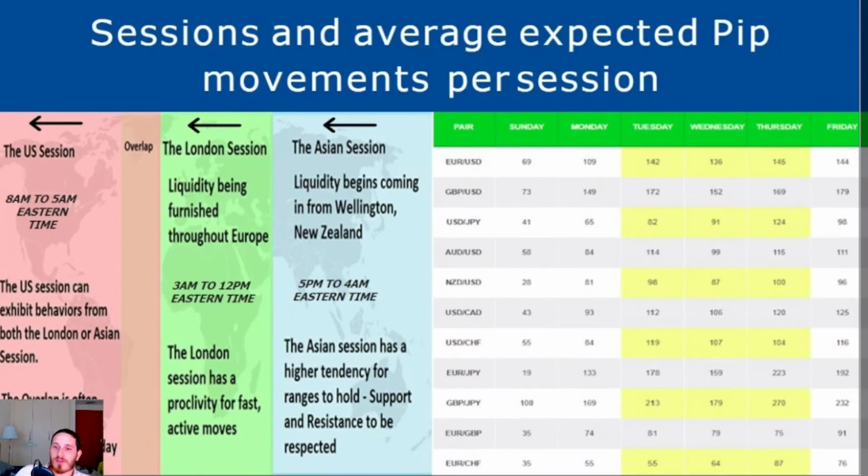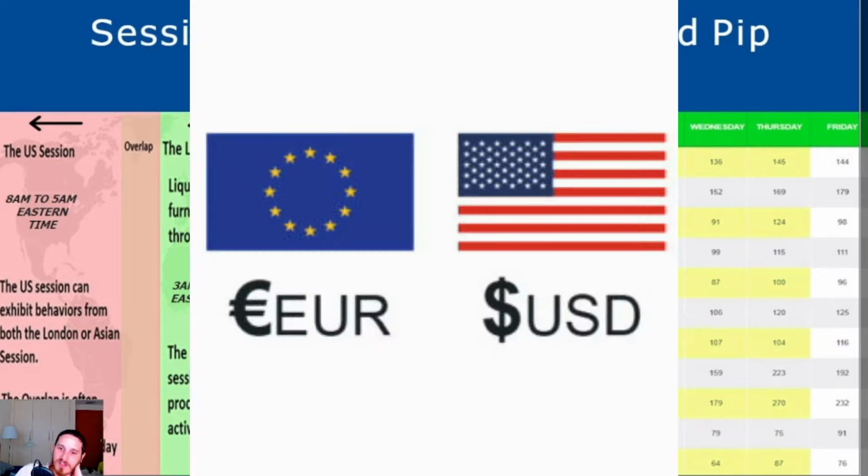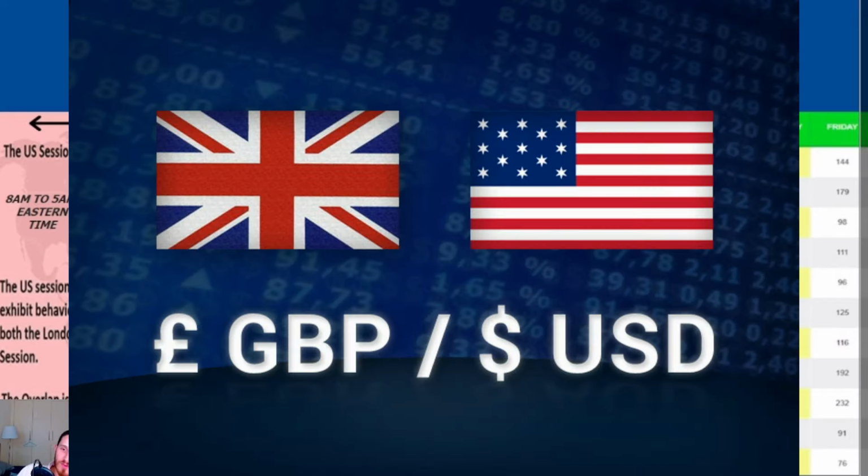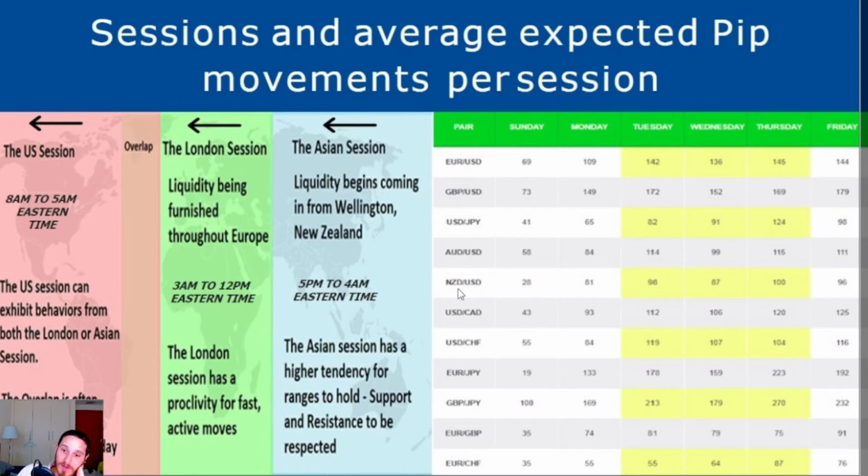So now we can look at the right side of the template. Here we can see the pip movements per session. Here are the pairs, the Forex pairs, not all of them, but most of them, the main ones at least. EUR/USD means euro to dollar, GBP/USD pound to the dollar, USD/CAD dollar to the Canadian dollar, NZD/USD New Zealand dollar to the US dollar.